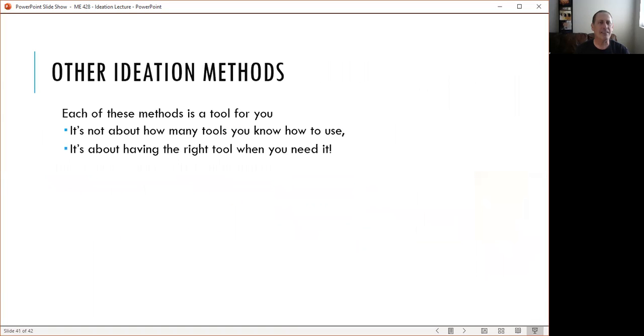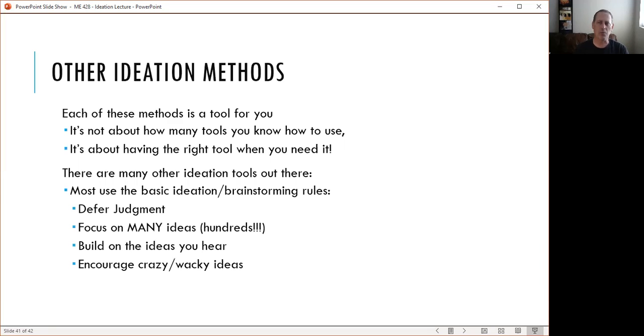Okay, so some other techniques. I just want to point out that each of these is just a tool, right? There are literally hundreds of ideation methods out there. These are some of the most common. They tend to work pretty well. We want you to be familiar with many different tools so that you can try different ones in different applications.